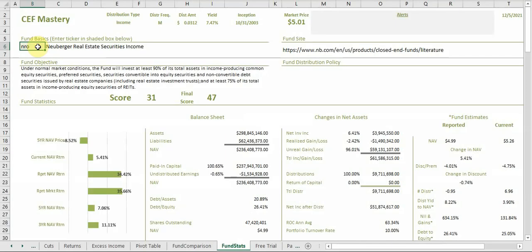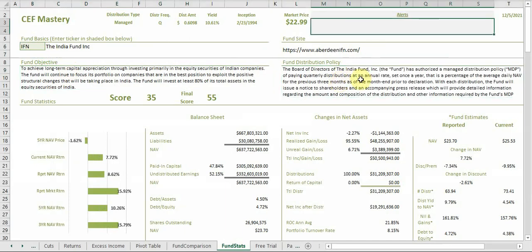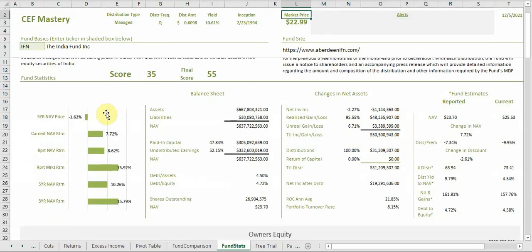Here on the fund stats page, you can gather a wealth of information about a particular fund, information such as a fund's objective, its distribution policy, if there is currently any alerts that you need to be aware of, market price, a more detailed chart of its performance, the numbers behind the score, and the final score, which comes from their most recent report. All of this information you've already seen in the super screener. But what's of particular interest about the fund stats page is its charts.